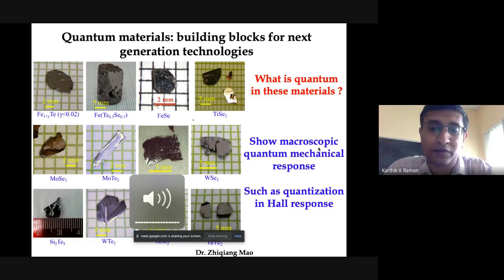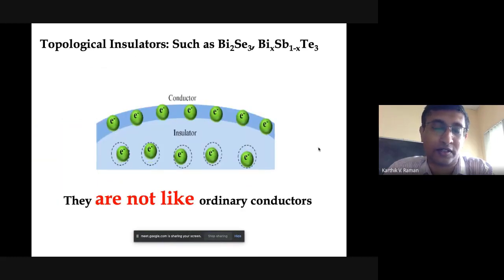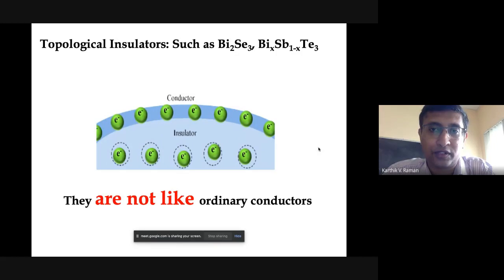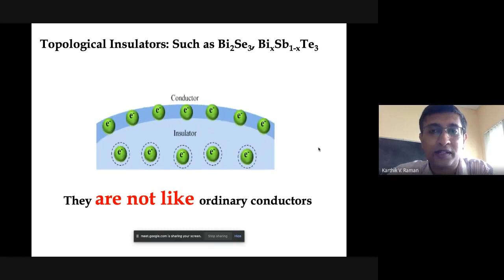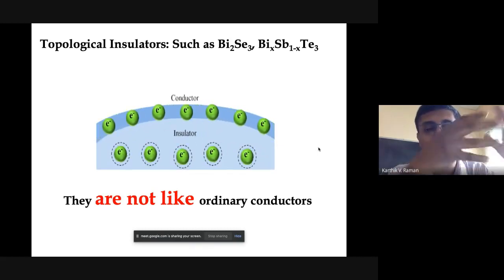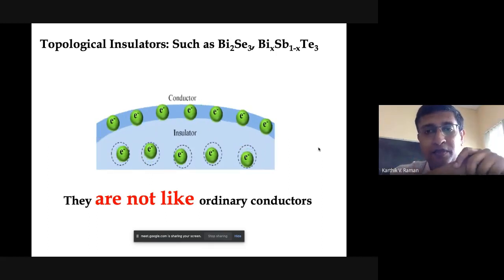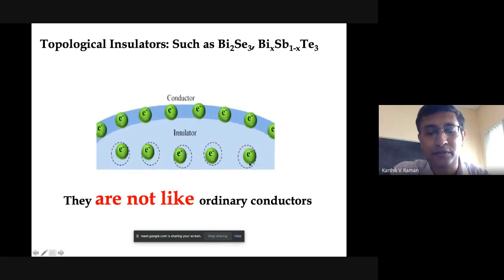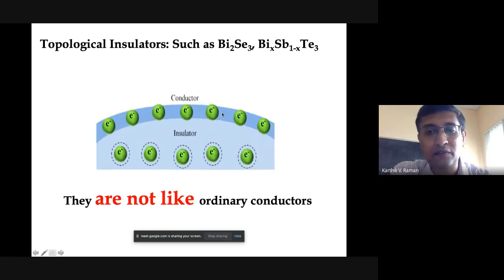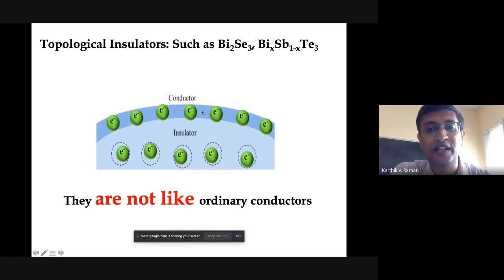And a perfect example of this is essentially topological insulators. If you take certain materials, such as bismuth selenide, antimony telluride, bismuth telluride, these are materials which are insulators in the bulk. That means they don't conduct any electrons in the bulk, and so they can be considered as essentially not contributing to any transport.